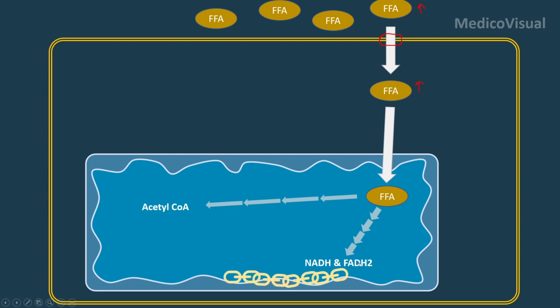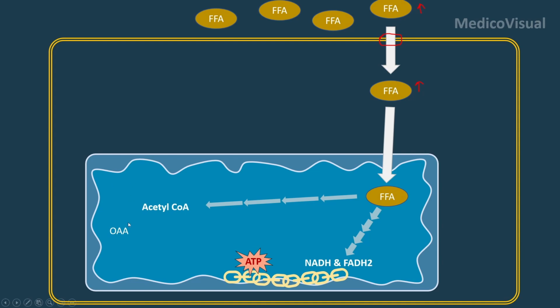Now these NADH and FADH2 will run through the electron transport chain. They are basically a complex of enzymes and proteins, and as NADH and FADH2 run through these complexes of proteins, a lot of ATP molecules will be generated. So what have we got as a result of beta oxidation of fatty acids? A lot of acetyl-CoA, a lot of NADH and FADH2, and a lot of energy currency, the ATP.